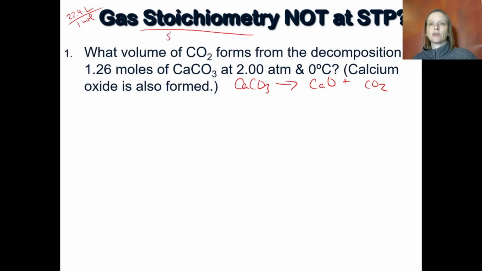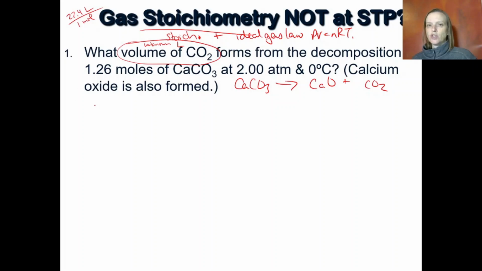So we're talking about doing stoichiometry and using the ideal gas law, which is PV equals nRT. So in this example, what volume of carbon dioxide, our unknown, is going to be in liters from the decomposition of 1.26 moles of calcium carbonate.